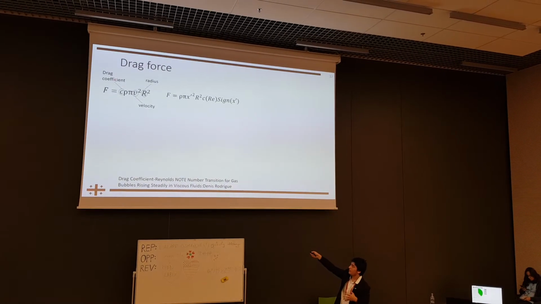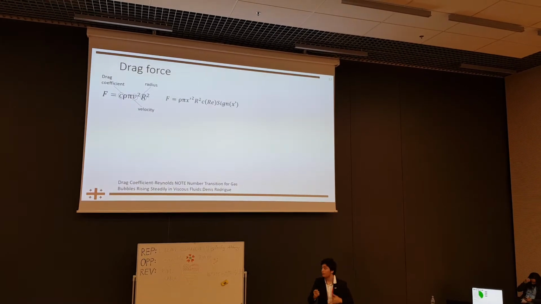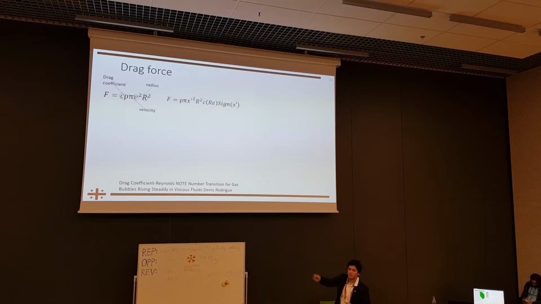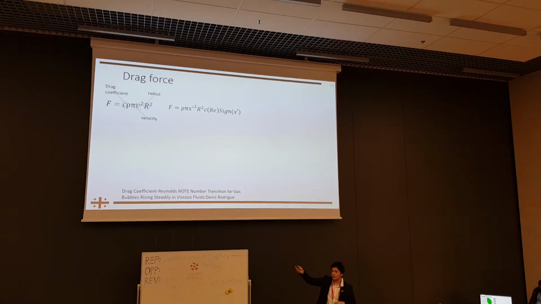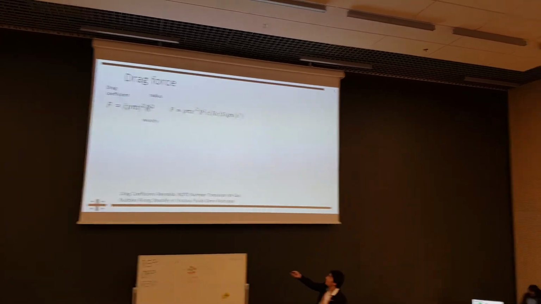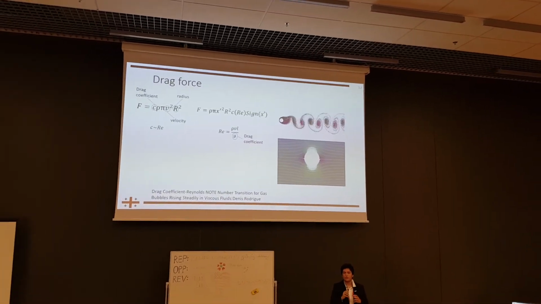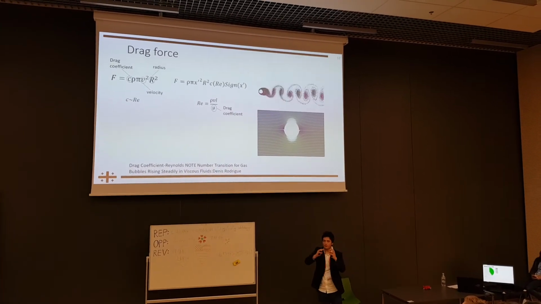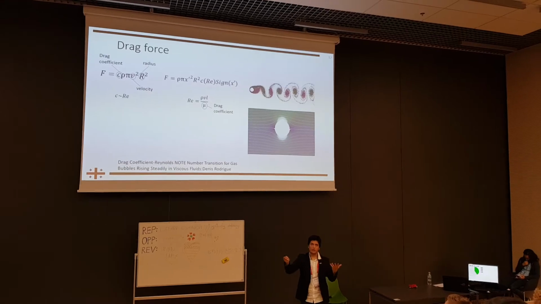So we write this drag force for the spherical shaped objects, and the C coefficient is the drag coefficient. This coefficient is quite important because it is dependent on the Reynolds number, which defines whether the flow around the bubble is turbulent or laminar. So what does it change?